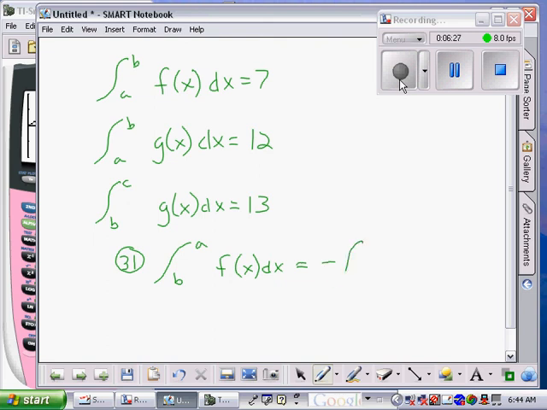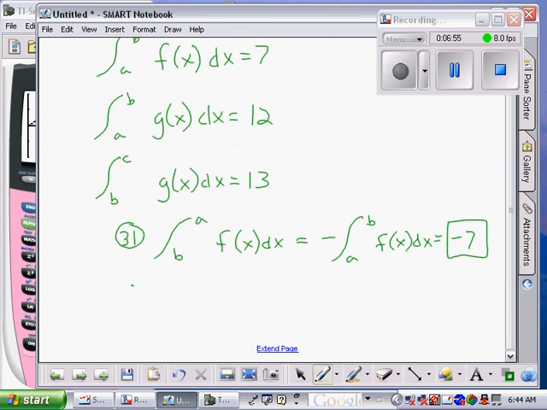So this is the same as the opposite of if I did it in this order, from a to b of f of x dx. So if I look back up at the information they gave me, this bound right here is equal to 7. So the answer if I switch is -7. That's one of the properties that we had that last day before break.